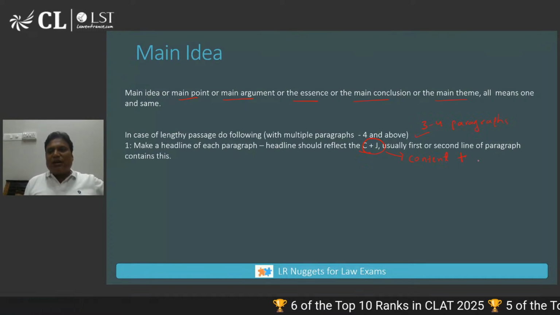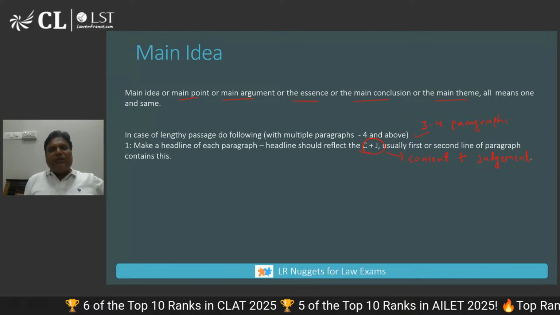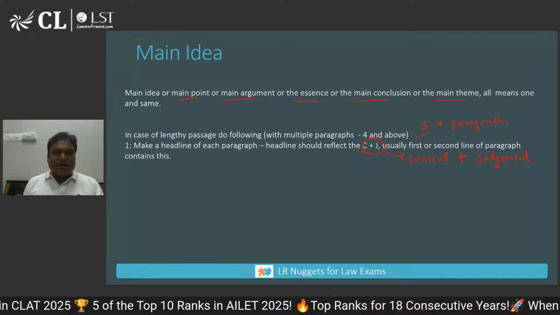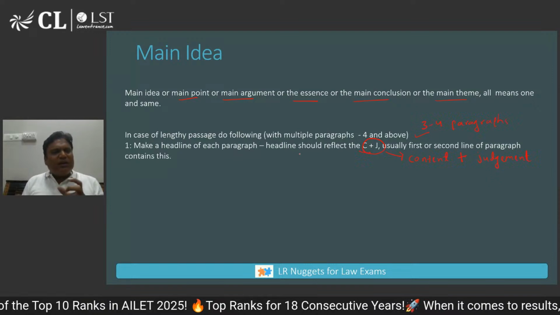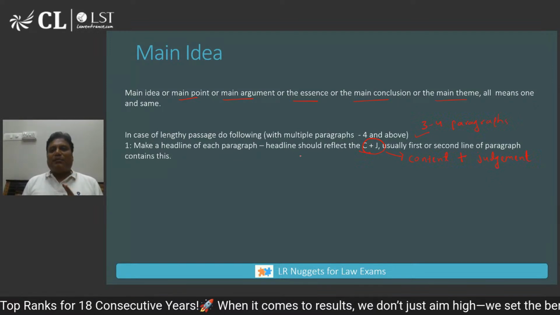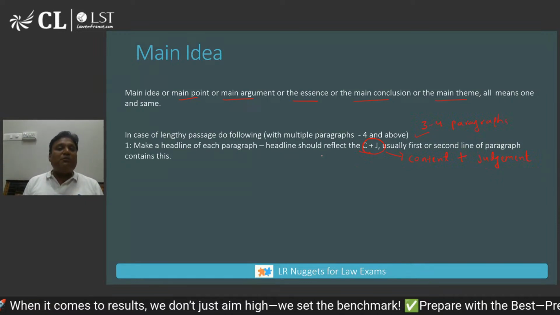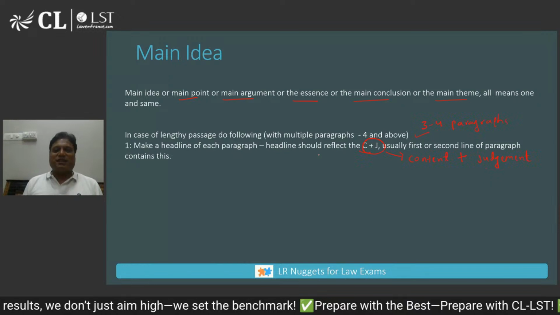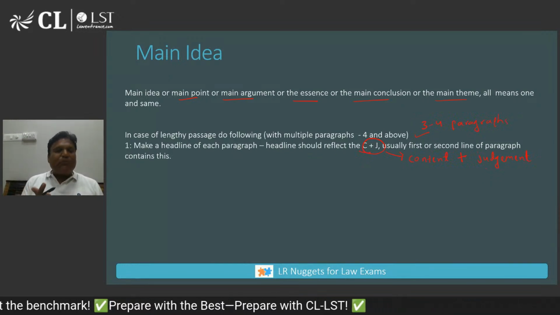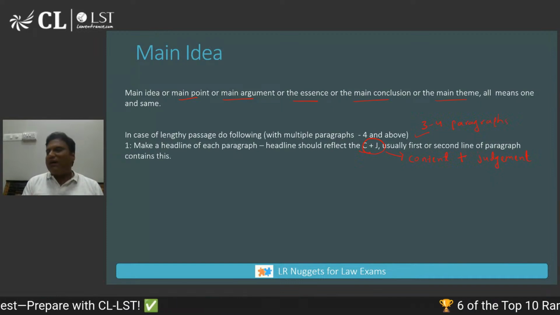C stands for content and J stands for judgment. What is the content of that paragraph? And what is the most important judgment that the author has passed in that paragraph? In the form of a headline, maybe 8 to 10 words, sum it up. Usually the first or second line of the paragraph contains this. Remember, I'm talking about a paragraph and not the passage. So for each paragraph, find out what the paragraph is about and what important judgment the author is passing in that paragraph.